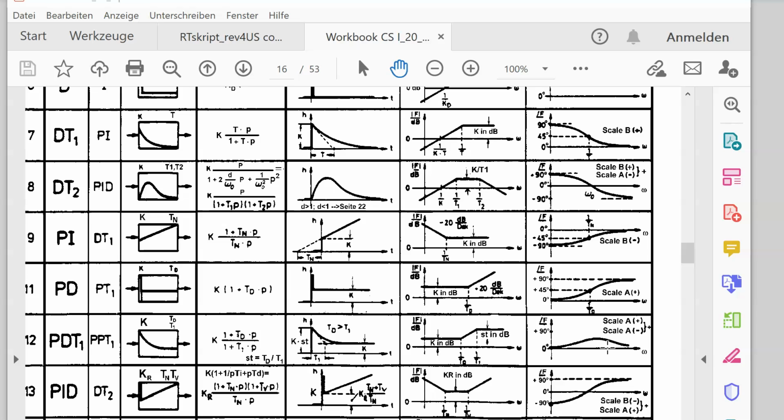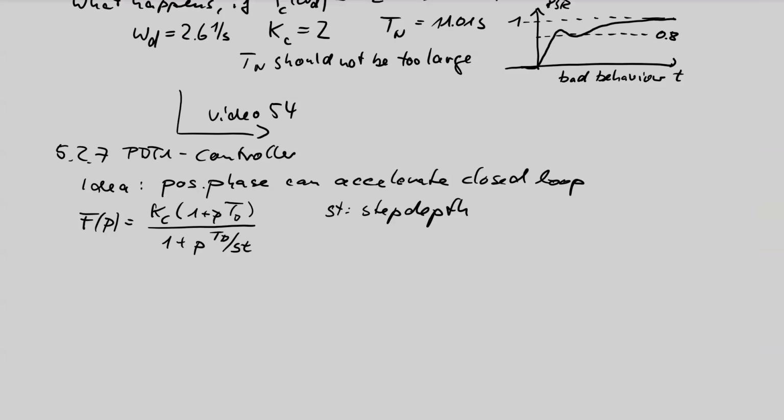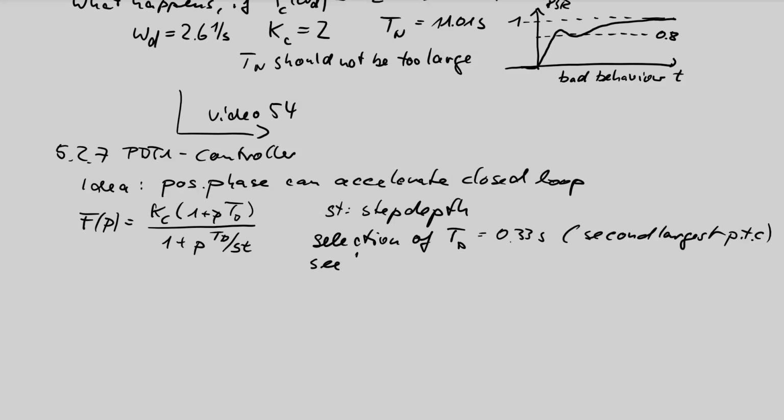acceptable values. Okay, so we can say selection of TD, in our case 0.33 seconds, is the second largest process time constant. Later, see below, with hints for this selection.